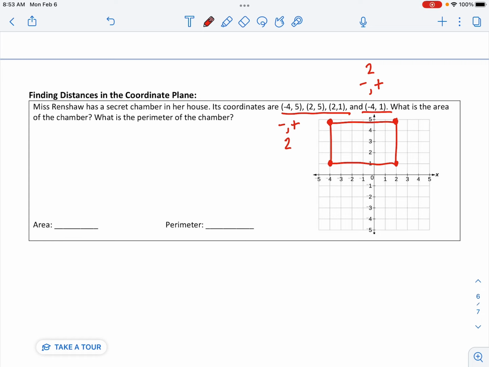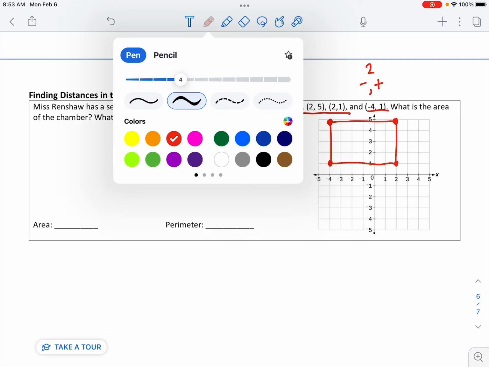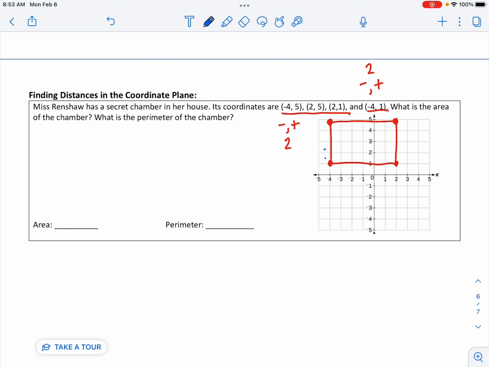Okay. We want to know the area and the perimeter. So I need to figure out first my base and my height. Okay. So we're here. We have 1, 2, 3, 4. So that's 4. On the bottom, I have 1, 2, 3, 4, 5, 6. So 6. And so since it's a rectangle, I know the other sides are the same. So this is also 6 and this is 4.